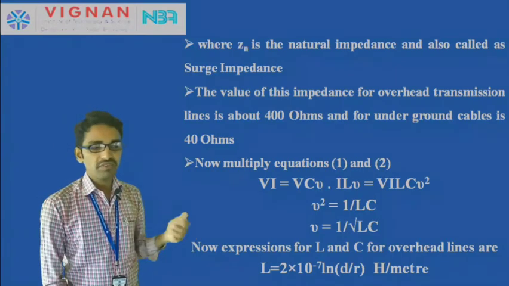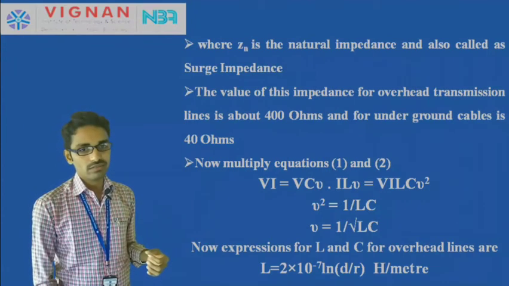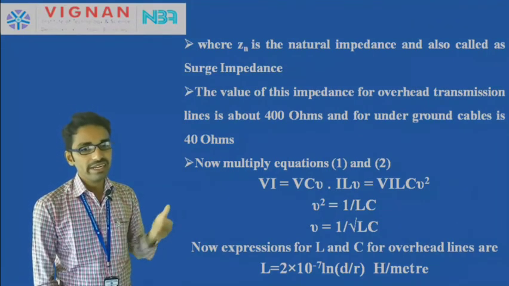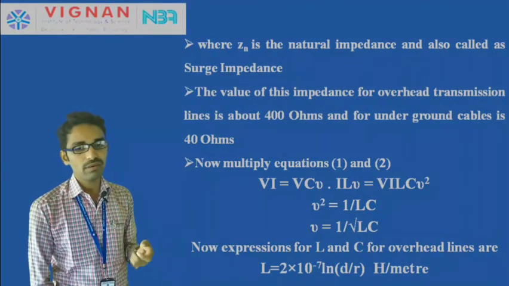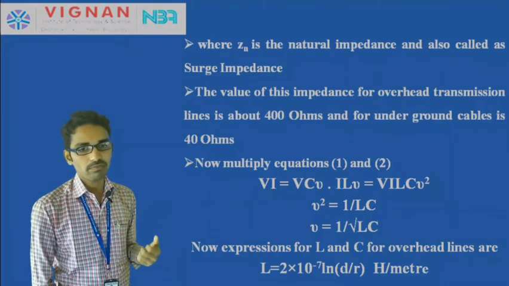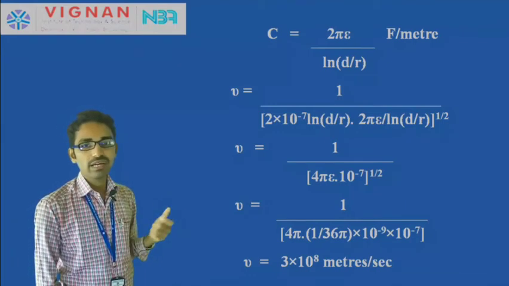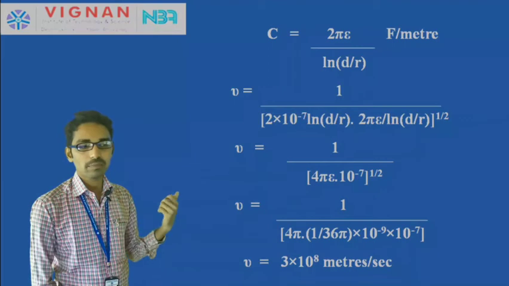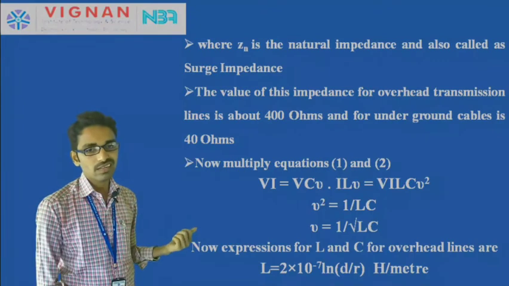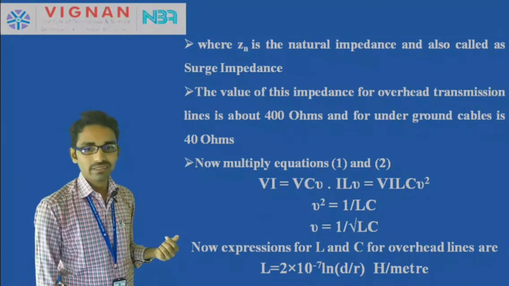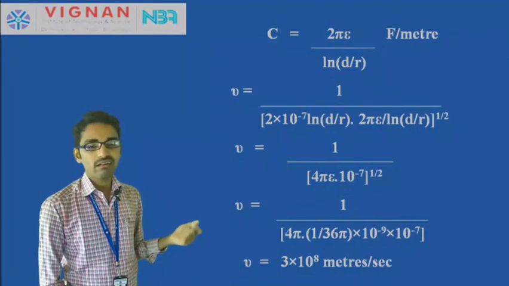As we know, when we calculated the short transmission line values, we got the L and C parameters. The inductance and capacitance values are L equal to 2 into 10 to the power of minus 7 ln d by r, natural logarithm of d by r, henry per meter, and C equal to 2 pi epsilon by natural logarithm of d by r, farads per meter. Here d is the diameter of the transmission line and r is the radius.